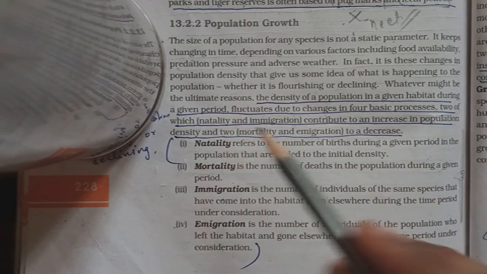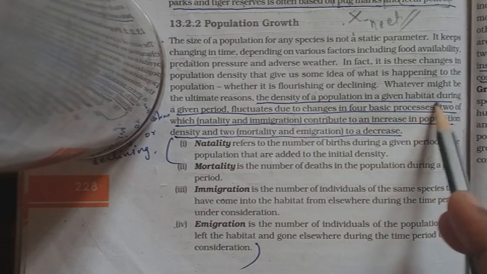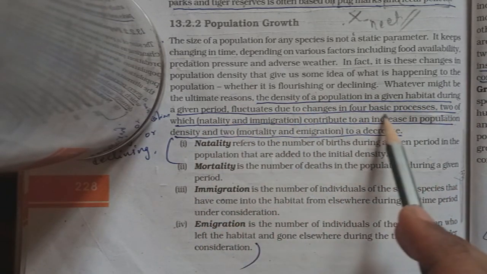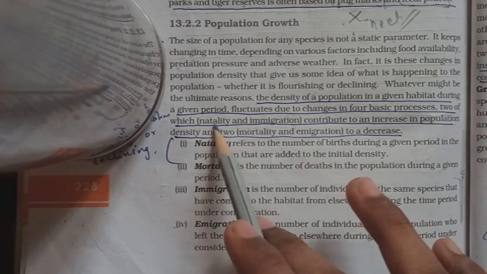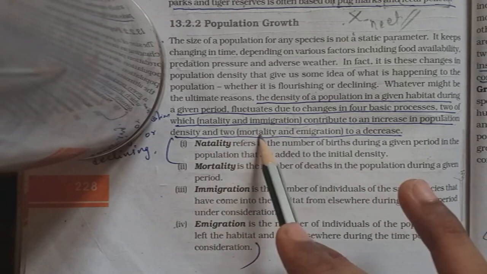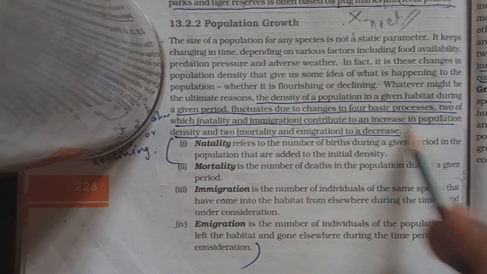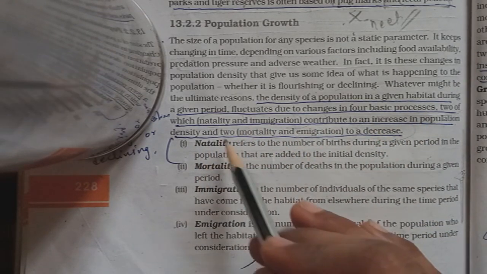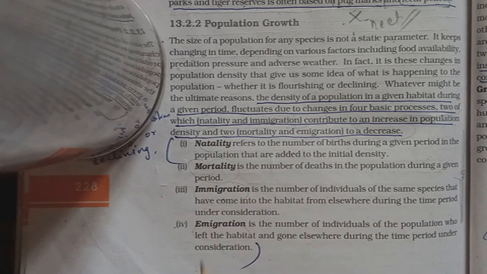Whatever might be the available resources, the density of the population in a given habitat during a period fluctuates due to the change in four basic processes, two of which are natality and immigration, which contribute to the increase in the population density. The other two are mortality and emigration, which decrease it. So there are four attributes of population growth: natality, mortality, immigration, emigration.